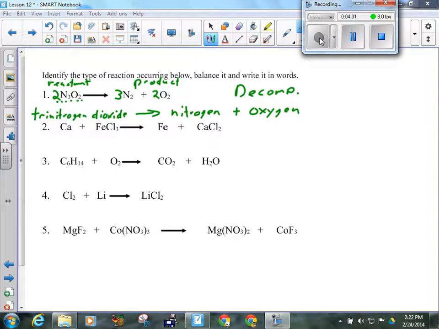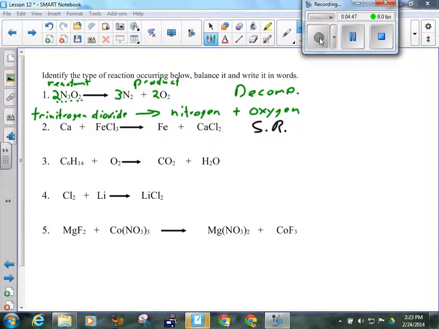Single replacement. This is a single replacement reaction because the metals are essentially replacing each other here. Right? So it is a single replacement reaction. Now, if I'm going to balance that, the thing present in the largest number is chlorine. All right, there's 3 on this side, 2 on this side.